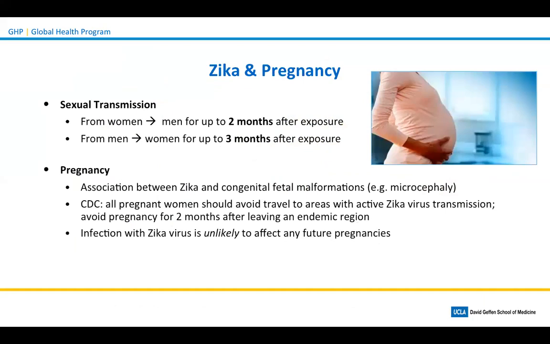Here we will review Zika and pregnancy. In terms of sexual transmission, it can occur from women to men for up to 2 months after exposure, and from men to women for up to 3 months after exposure. Zika has been associated with congenital malformations, including microcephaly. The CDC guidelines recommend that all pregnant women should avoid travel to areas with active Zika virus transmission and avoid pregnancy for 2 months after leaving an endemic region. What's important to know is that infection with Zika virus is unlikely to affect any future pregnancies.